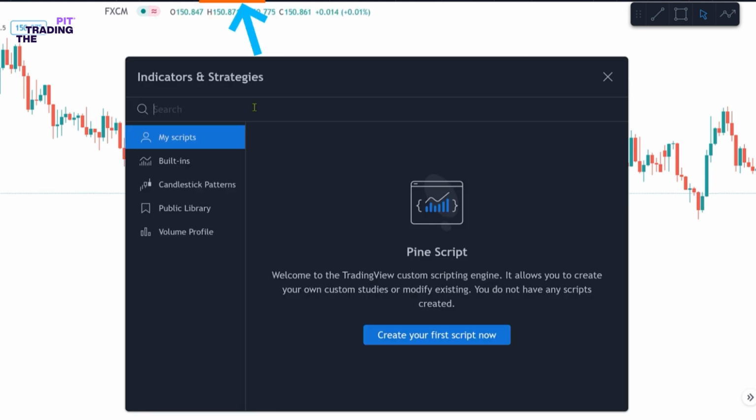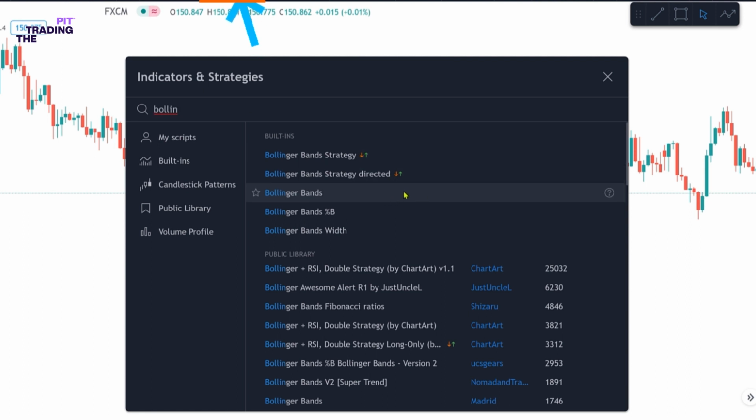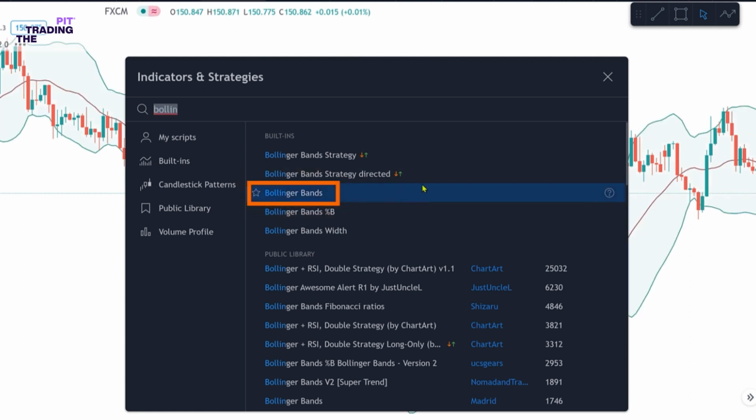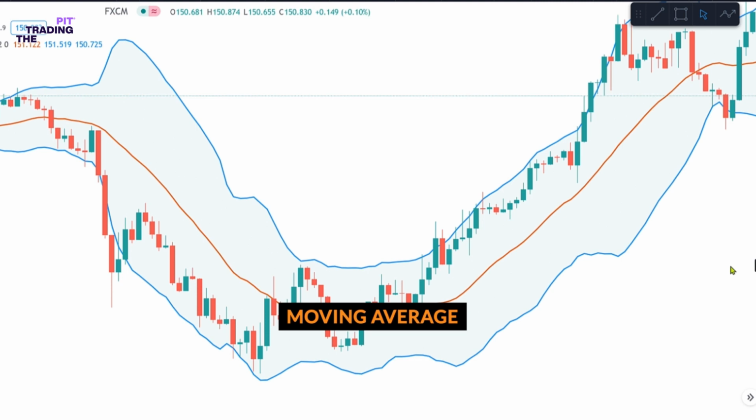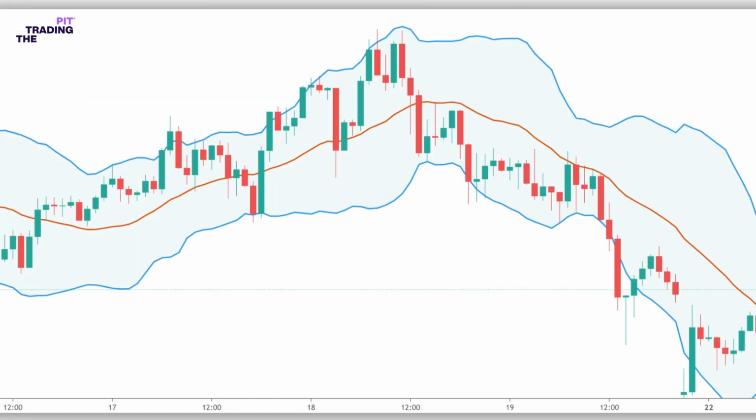Click on Indicators at the top of the screen and search for Bollinger Bands, and then click on Bollinger Bands. The middle line is the moving average with upper and lower bands. Let's look at an example of how you may be able to identify entry and exit points using Bollinger Bands.